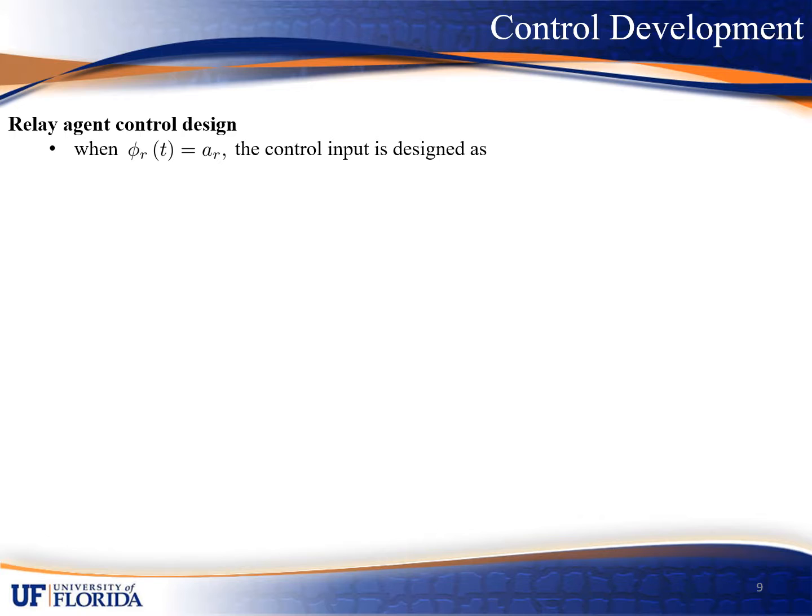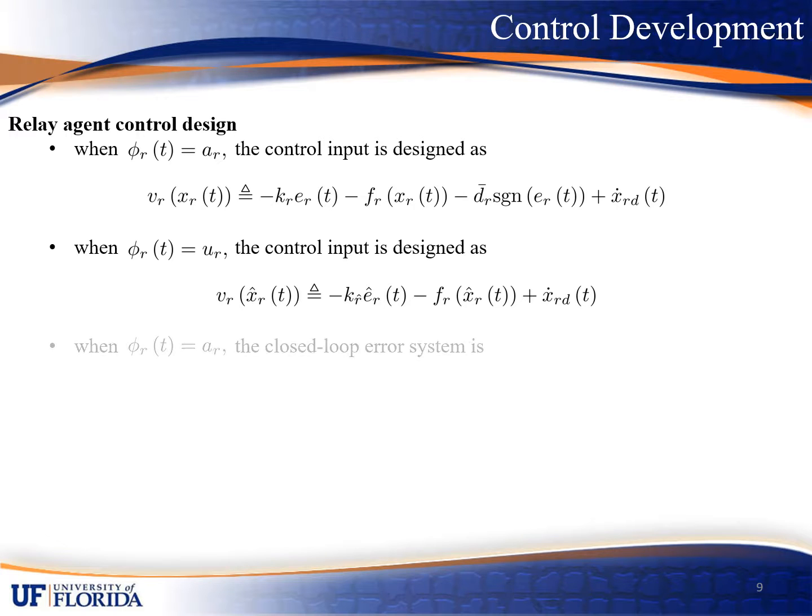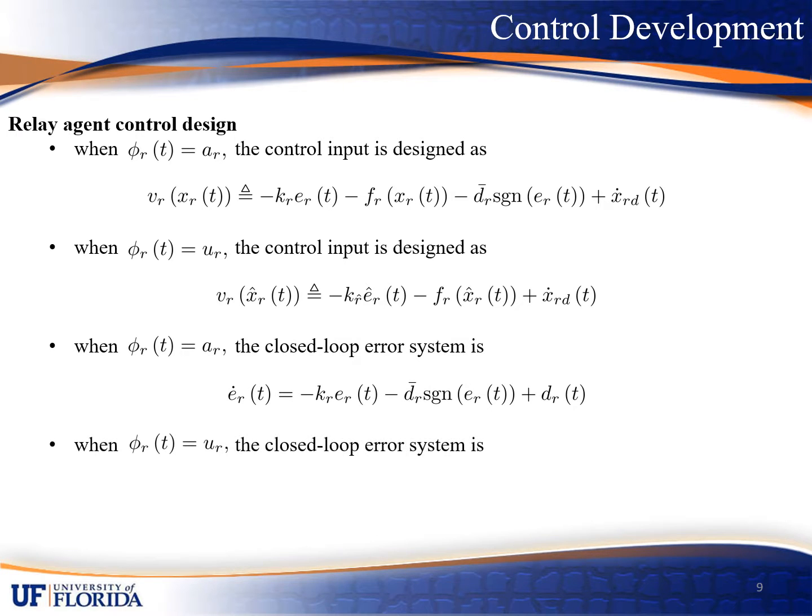Now we're ready to design our controller. When feedback is available for our relay agent, we're using the true state information because the relay agent will have access to feedback. And when feedback is unavailable, we will use the state estimate instead of the true state. Substituting the corresponding control inputs into the open loop error system, we obtain these closed loop error systems.